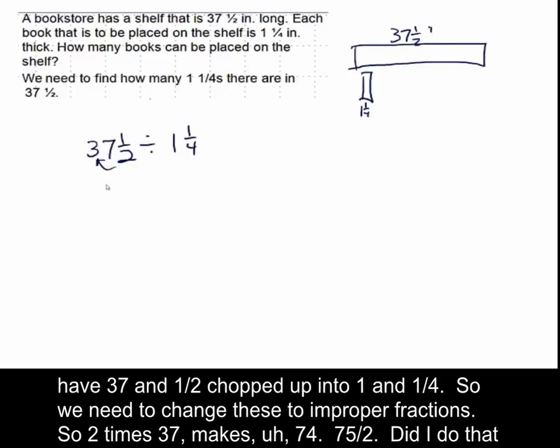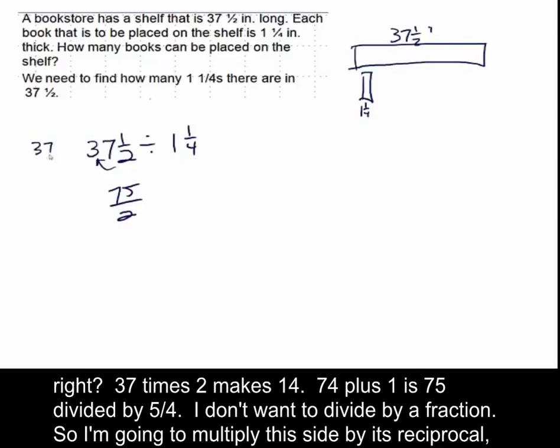So 2 times 37 makes 74, 75 halves. Did I do that right? 37 times 2 makes 74. 74 plus 1 is 75.